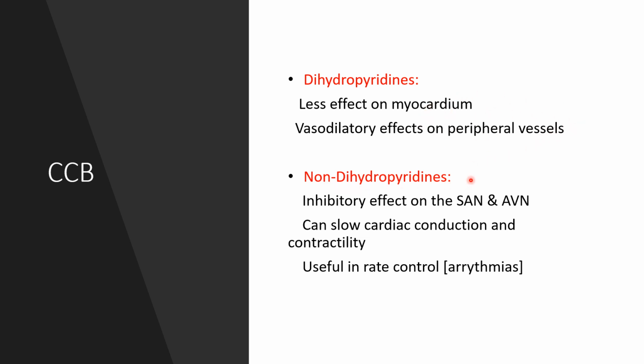The non-dihydropyridines will have inhibitory effect on the sinoatrial node and atrioventricular node. You can see this points to effect on cardiac conduction and contractility. So when there is arrhythmia and you want to achieve rate control, either with hypertension or not, you go for non-dihydropyridine, that is diltiazem or verapamil. As a matter of fact, verapamil is now on trial to handle early morning hypertension. Remember, cortisol will play a big role there.